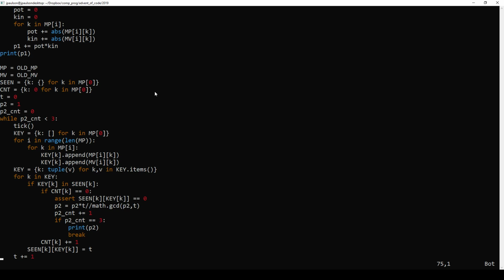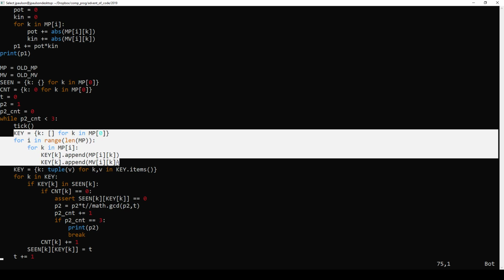And this is a good idea because they're going to repeat much sooner across one axis than across all 3 axes. That's the hope anyway. And that turns out to be true. So what do I actually do? I'm going to look for all 3 axes to repeat. Take a tick.